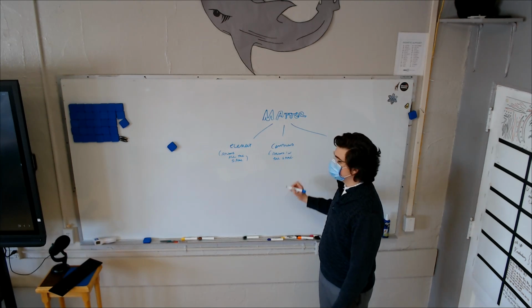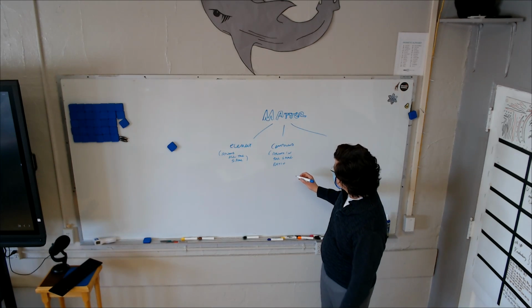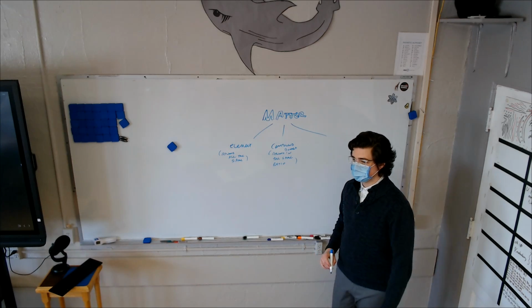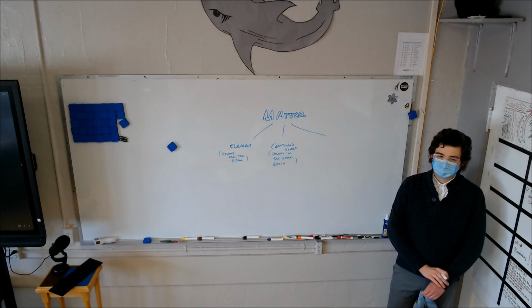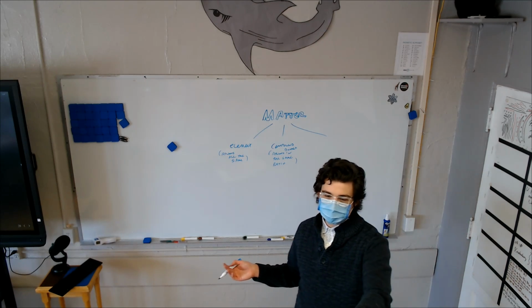So it has more than one atom, but they're in the same ratio, and they're bonded together in the same way. Atoms bonded, let's put that. Atoms bonded in the same ratio. So give me an example of a compound.